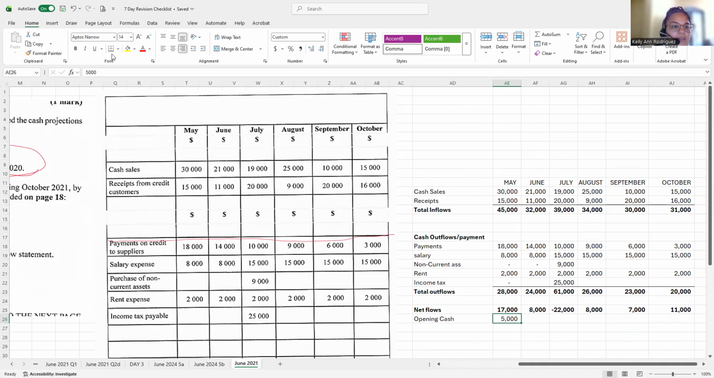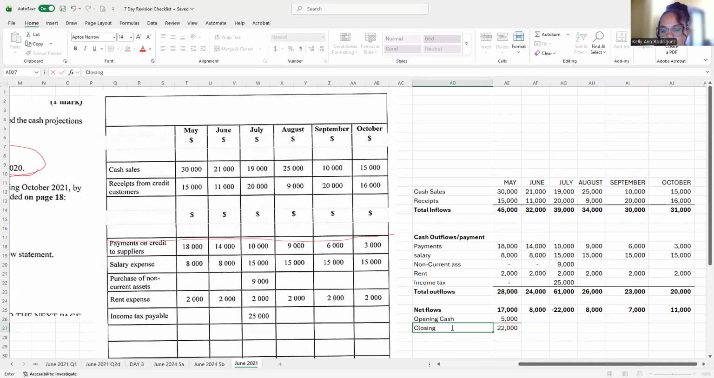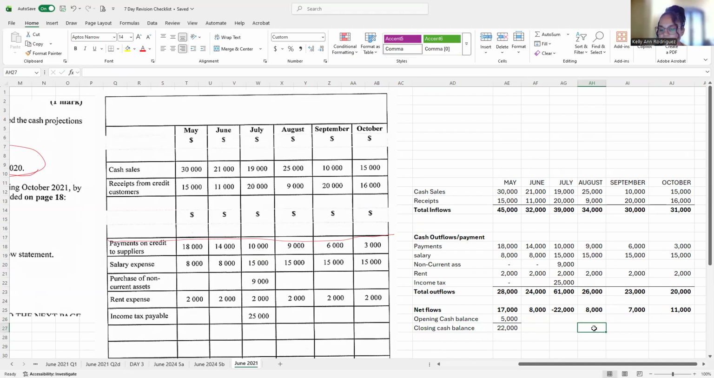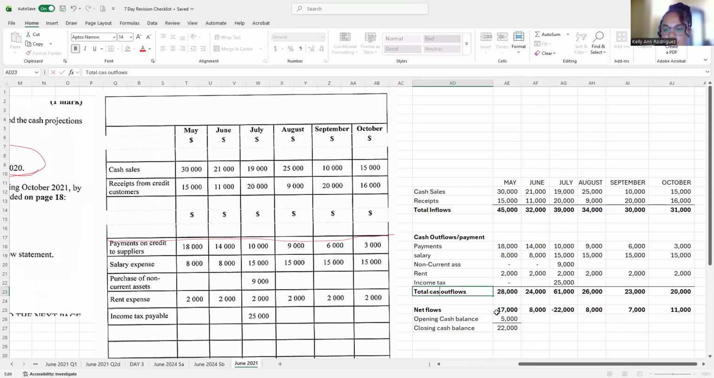So if you have a net figure of 17, but you have an opening of 5, then you will have a closing balance of 22,000. So you have an opening cash balance and you have a closing cash balance. And you could put in cash outflows here, because there's a cash flow projection you're all doing, right?